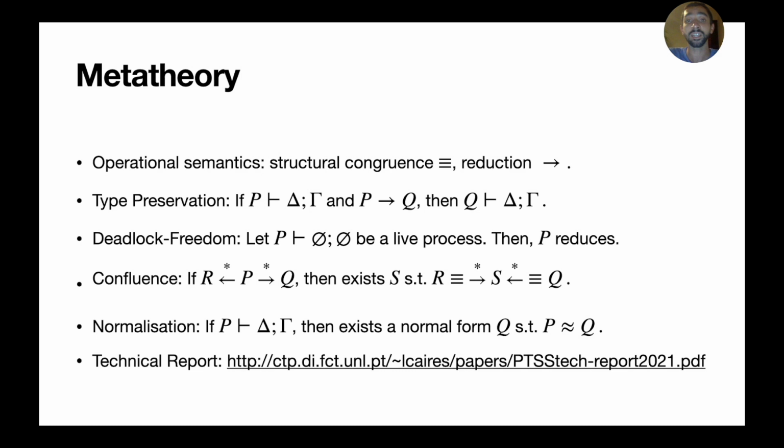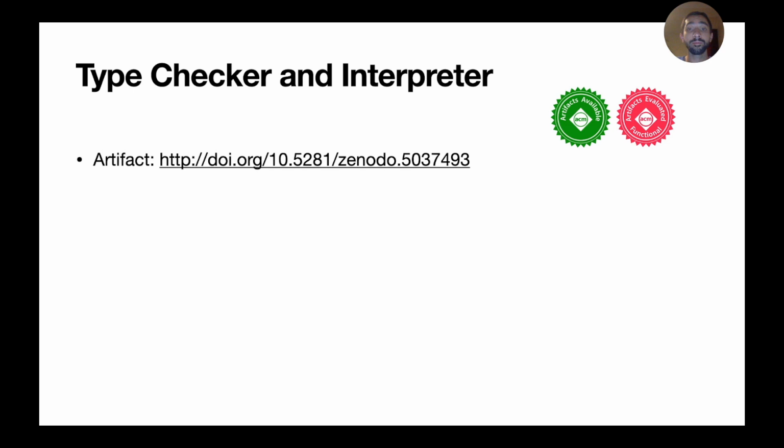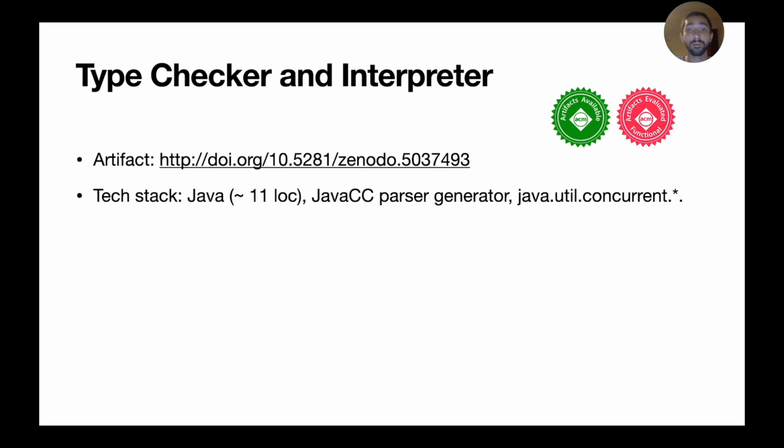We developed the type checker and an interpreter, which were submitted as a companion artifact for the paper. Both the type checker and the interpreter were written in the Java programming language. We used the JavaCC parser generator, and we have made extensive use of the java.util.concurrent package to implement the fine-grained concurrent runtime system.